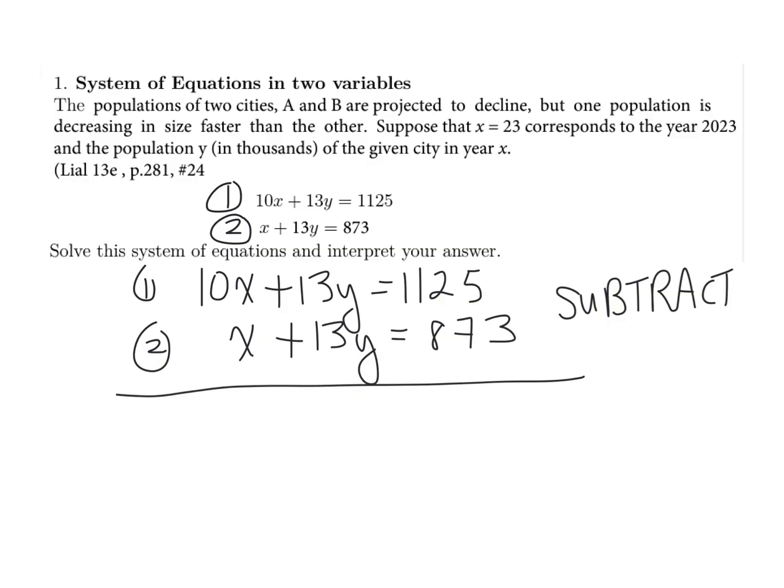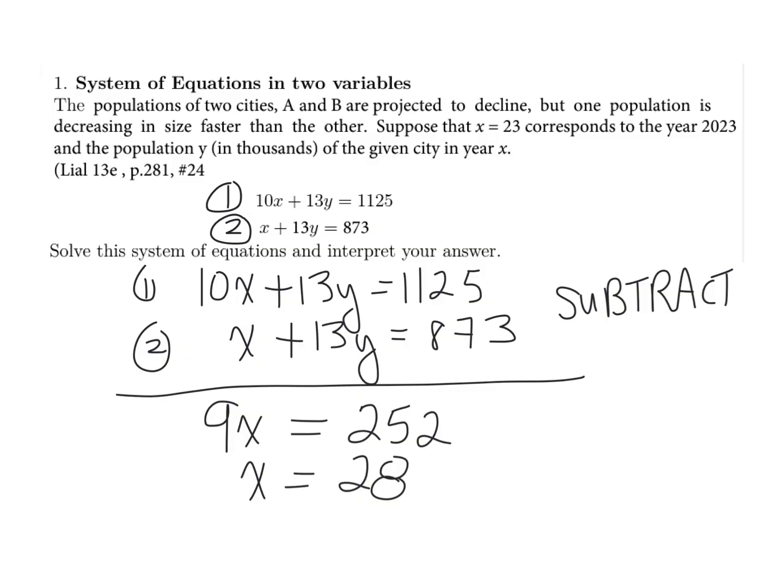So 10x minus x, that's going to equal 9x. 13y minus 13y, that eliminates the y variable. And then I have 1,125 subtract 873, that leaves me with 252. And then we know what to do next. We can divide 252 by 9. We divide 9x by 9, and we're left with x equals 28.